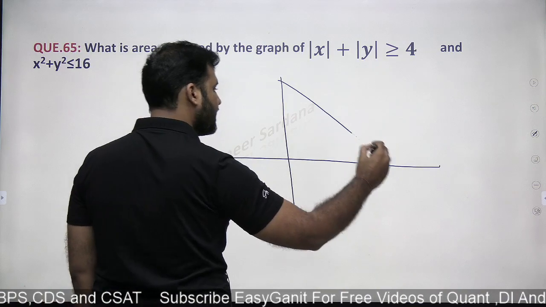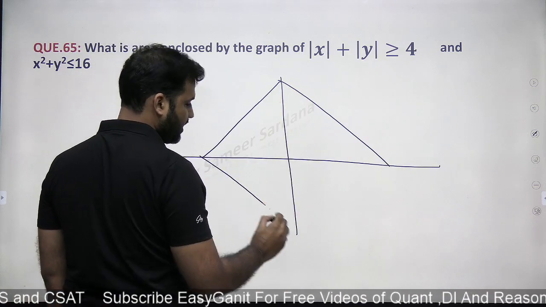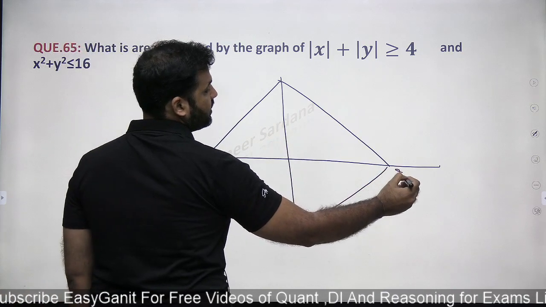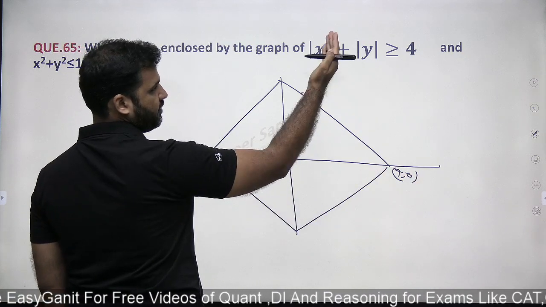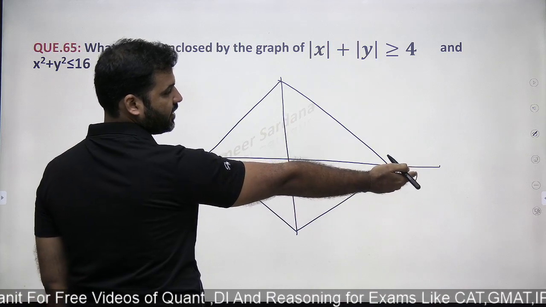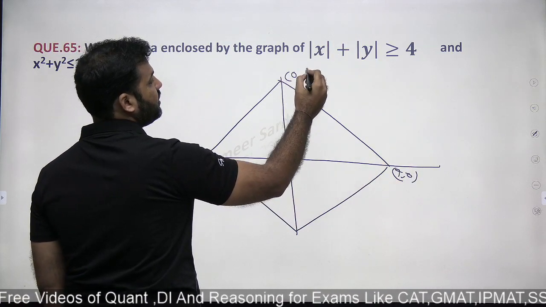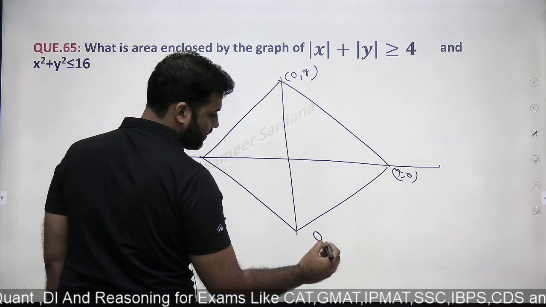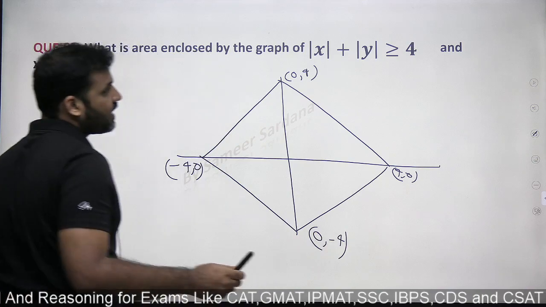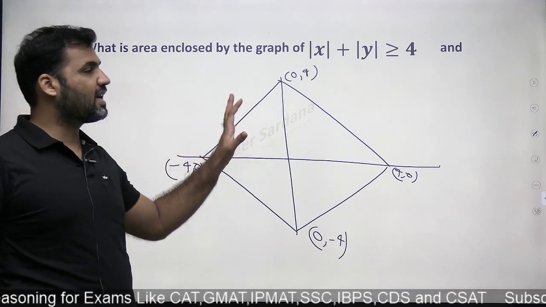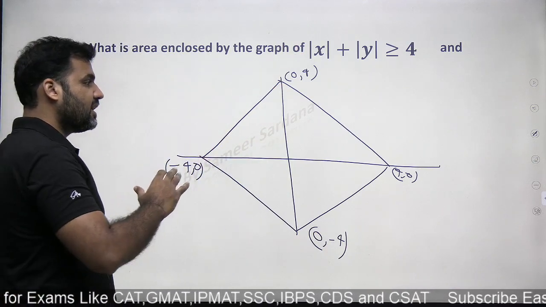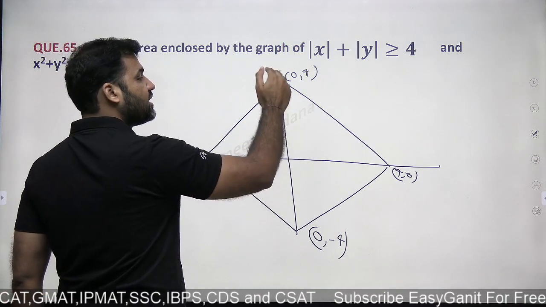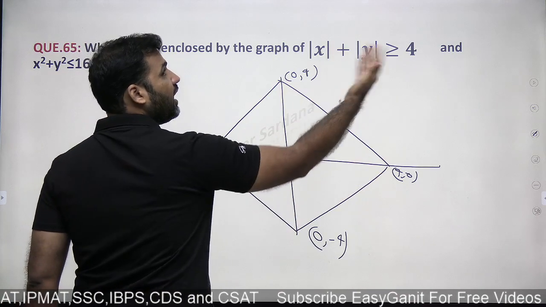|x| + |y| ≥ 4, right? This is the region I'll be having. Now this is (4, 0), right? Even if it is |x| + |y| = 6, you just have to take this point as (6, 0). This is (0, 4), (-4, 0), and (0, -4). Now I want the region to be |x| + |y| ≥ 4. That means I need that area which lies outside of this region, not inside of the region. It can lie on the boundary, but it should be outside of the region.